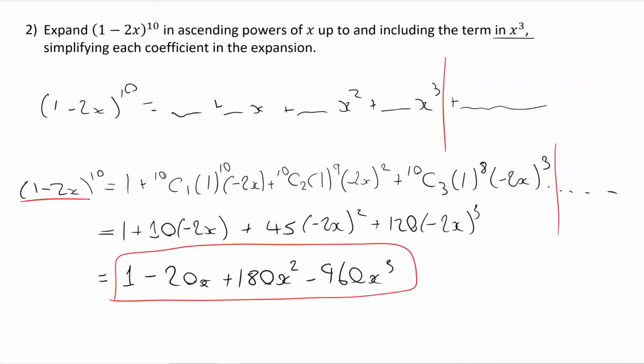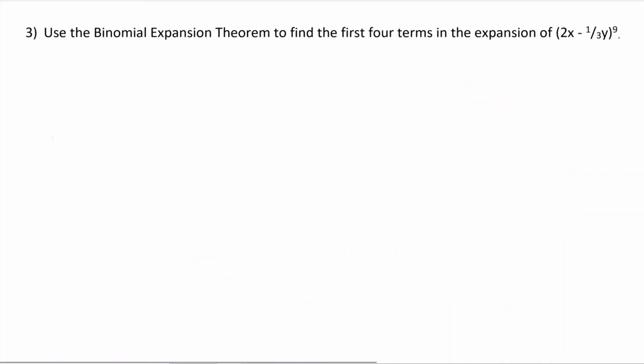And there we have it. We have expanded our second question. It wasn't that bad. You're just plugging numbers into a formula. That's it. Okay, so for our third question in the easy section, this one's a bit more interesting.